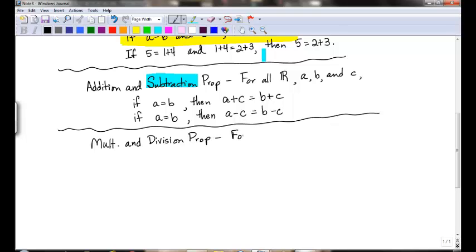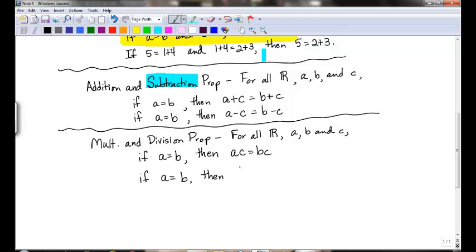says for all real numbers A, B, and C. Here's the property: if A equals B. The multiplication one, sorry, I wrote the wrong thing. If A equals B, multiplication is the one that says you can multiply on both sides. So AC equals BC, multiplying by the same number on both sides. And the division one: if A equals B, then A divided by C equals B divided by C.